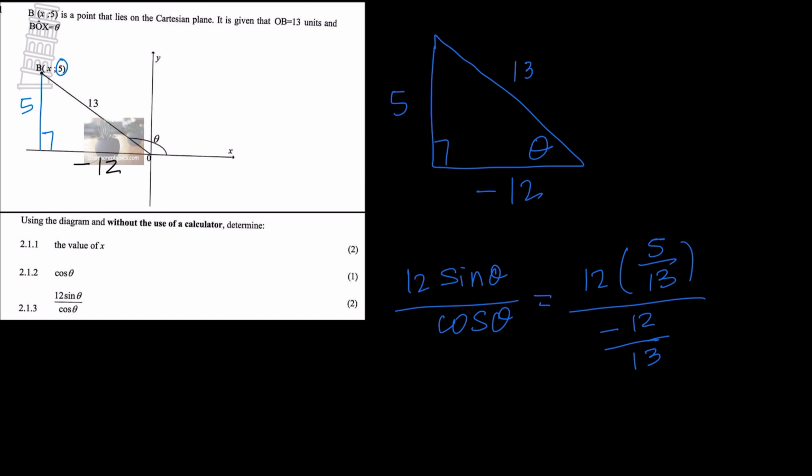Now we can't use a calculator, so we have to simplify this. We can simplify the numerator, 12 times 5 divided by 13. And with the denominator, we can tip and times, leaving us with 60 over 13 times minus 13 over 12. We can then cross cancel and simplify, leaving us with an answer of negative 5.